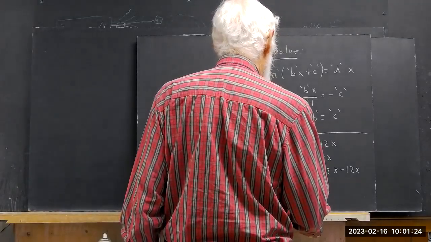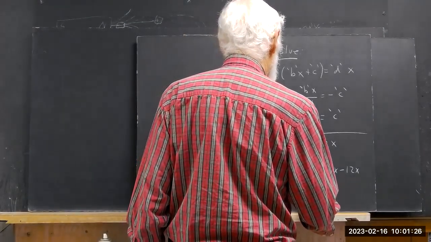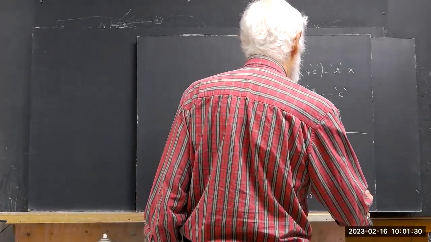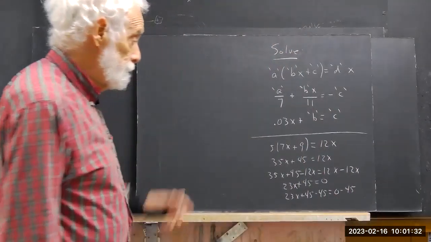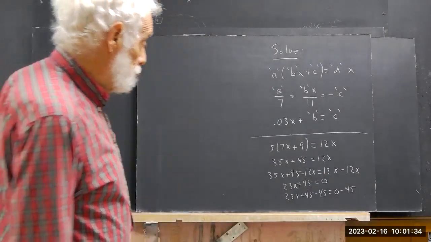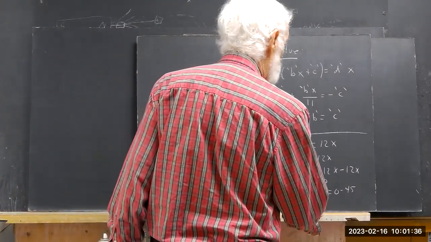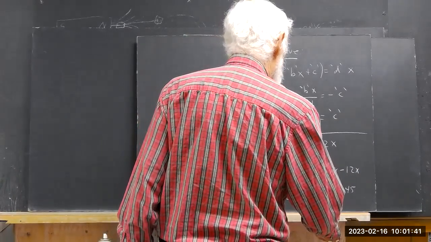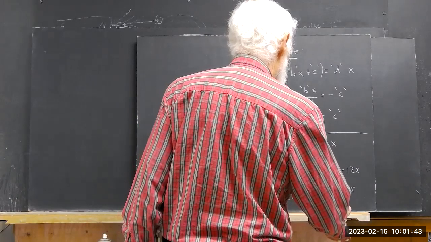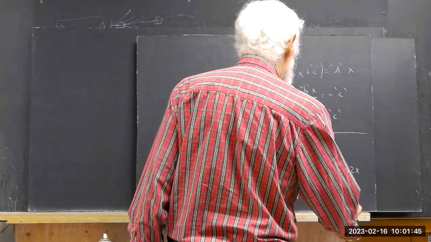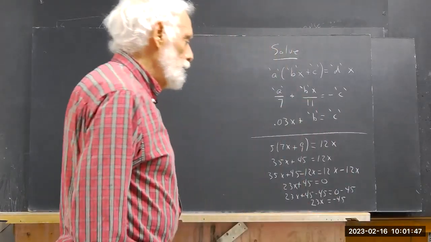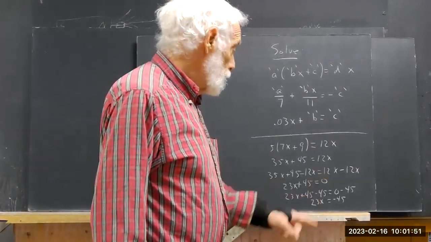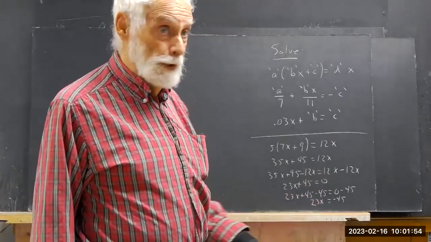Well, that's then 23x plus 45 minus 45 equals 0 minus 45. Okay. Now we're safe. 45 minus 45 is 0. So we just have 23x over here. So we have negative 45 over here. And now everybody knows what to do. Okay. You're going to get negative 45 over 23. That's a negative 45 over 23.